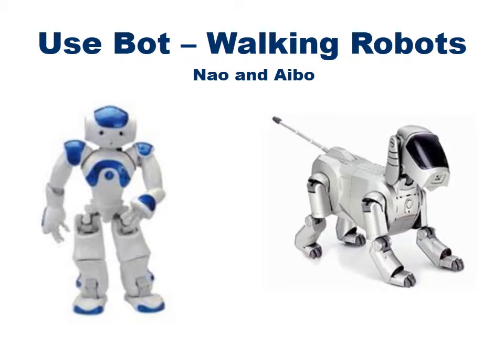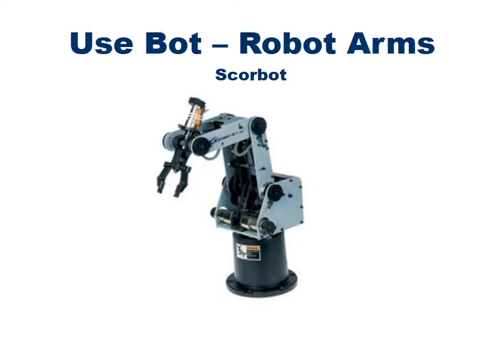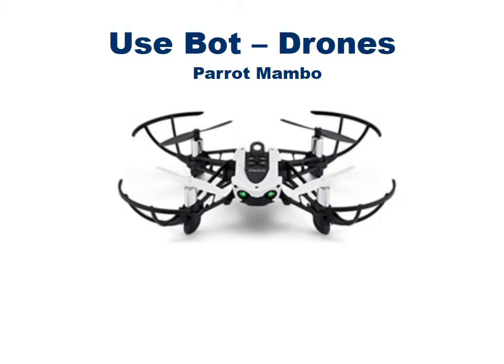UseBots, walking robots. There are 2 subclasses, humanoid like Nao and animal like Aibo. UseBot, robot arms. Educational versions of industrial arms. Example, Scorebot. UseBot, drones, flying robots. Example, Parrot Mambo.